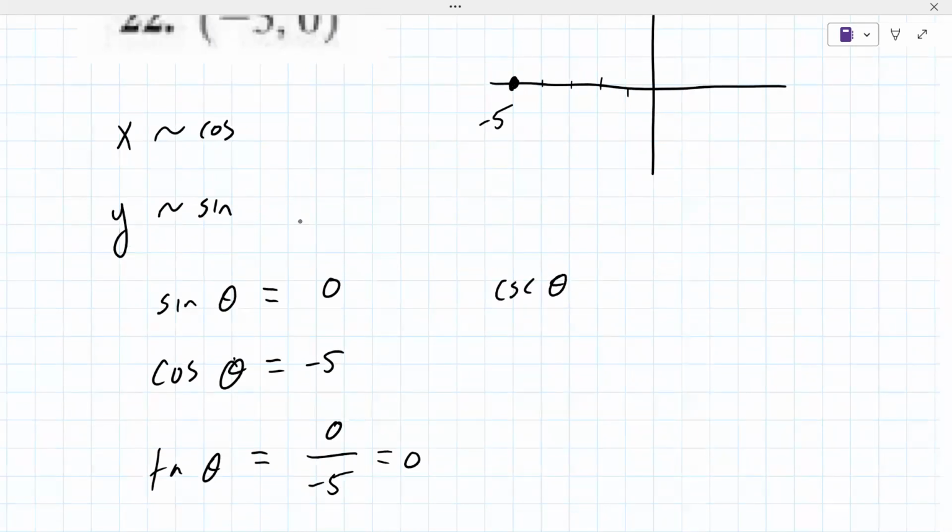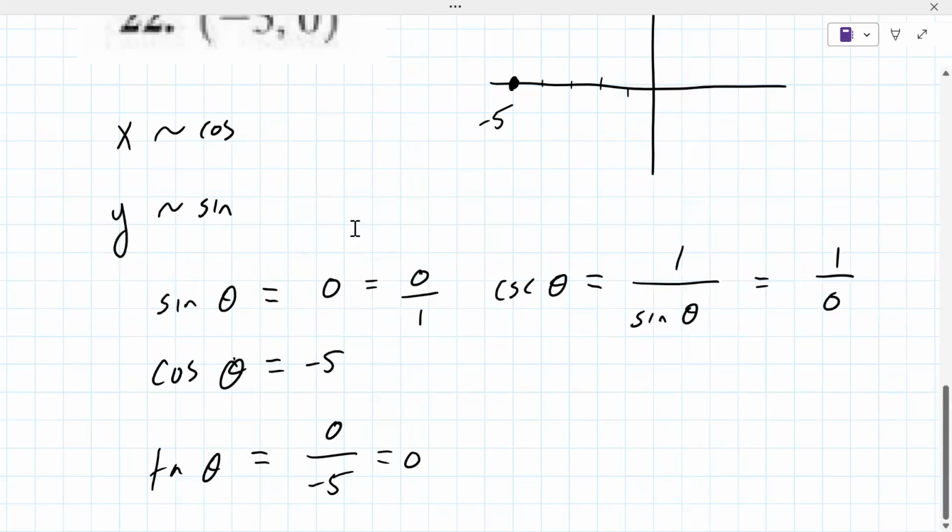So the cosecant of theta is the reciprocal of sine. Now this is probably uncomfortable, but 0 is really 0 over 1. So when you flip it, you get 1 over 0. Division by 0 is not allowed. This is when it's undefined. It's undefined when it's division by 0.